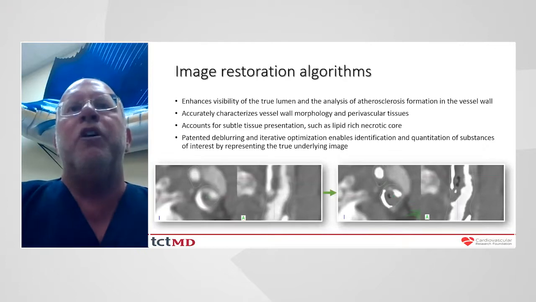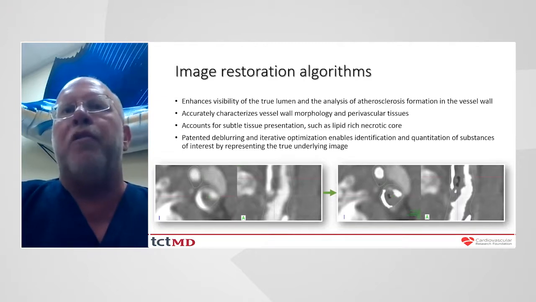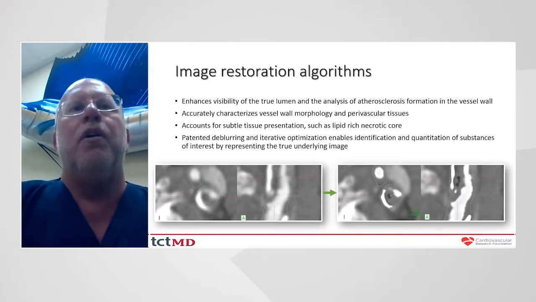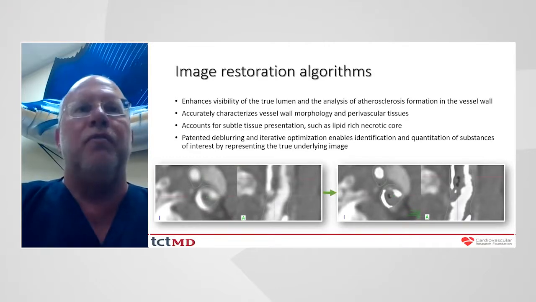Those image restoration algorithms help us make our images better, extract most of the information out of our dataset, enhance the visibility of the true lumen, and allow the analysis of atherosclerosis formation in the vessel wall. It characterizes vessel wall morphology and perivascular tissues, such as perivascular fat, for instance. It accounts for very subtle features in tissue presentation, such as the lipid-rich necrotic core that's so important in the etiology of sudden cardiac events.